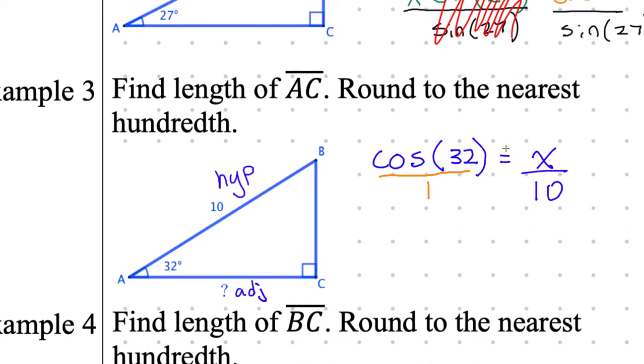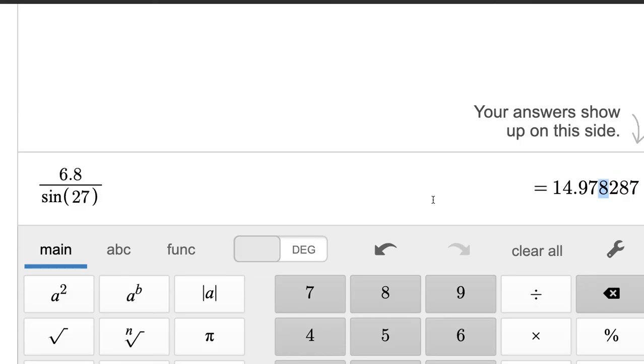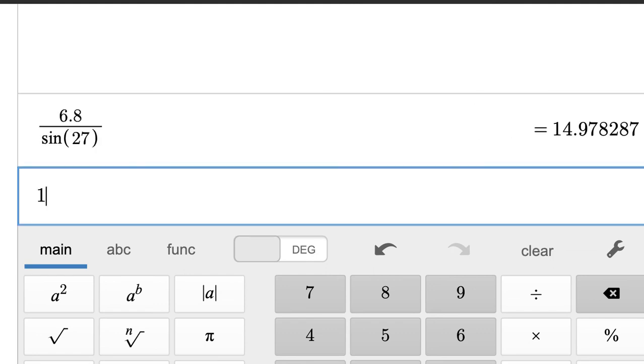Gunner, go. Cross multiply? Yes. How do I do that? Cosine of 32 times 10. I'm going to put that 10 out front. And then that's going to be equal to 1x. X. Oh, look, we don't even have to do as much work as example 2. We're basically there. Let's just type that into our calculators. 10 times cosine of 32. Sometimes it's easy.